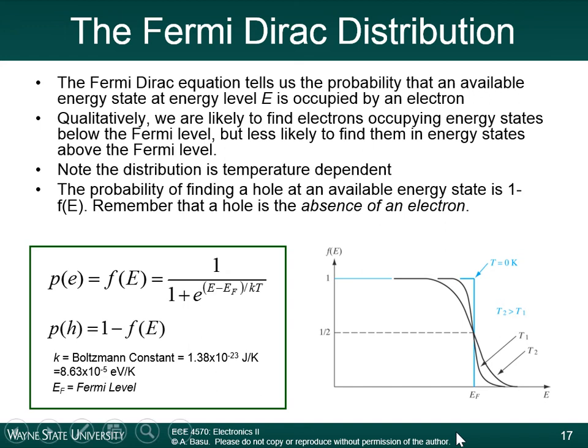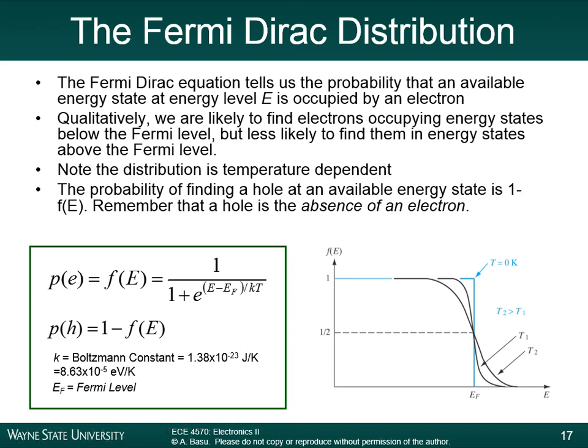Notice that for this function, if you're at 0 Kelvin, there's a sharp drop-off like this. At 0 Kelvin, below the Fermi level is completely full, and above the Fermi level is completely empty. But we don't do things at 0 Kelvin normally, unless you're a physicist. At room temperature, the Fermi function is more of a gradual drop-off rather than a sharp cutoff. So there's sort of a gray zone where the probability is not 100%, and it's also not 0%.